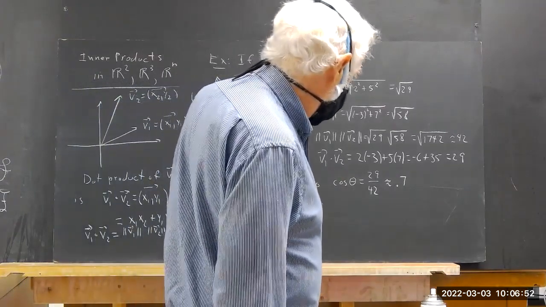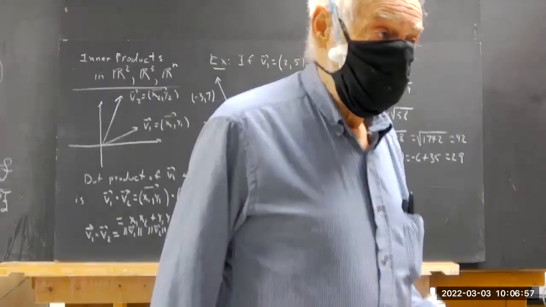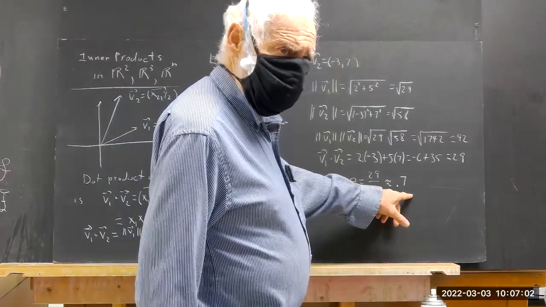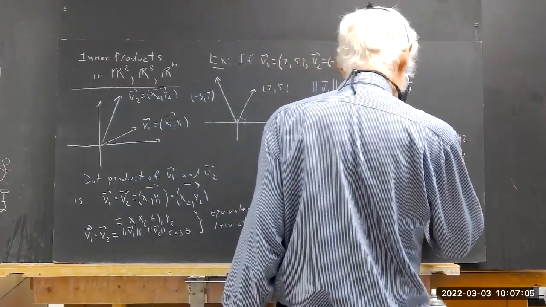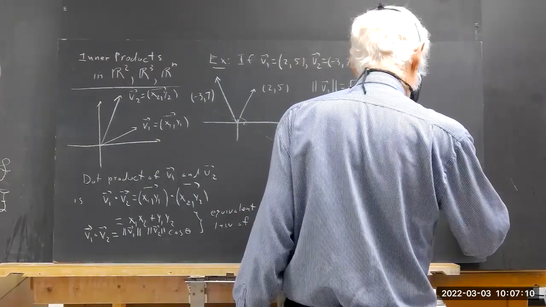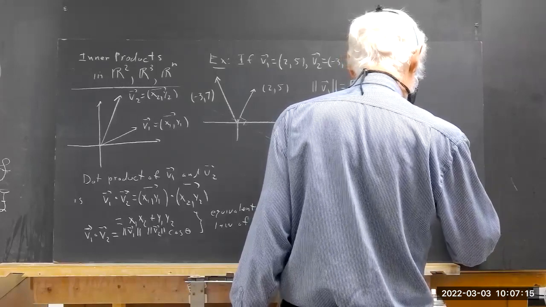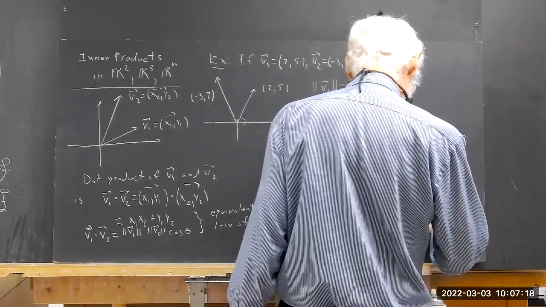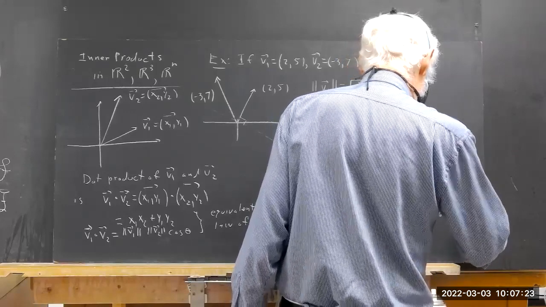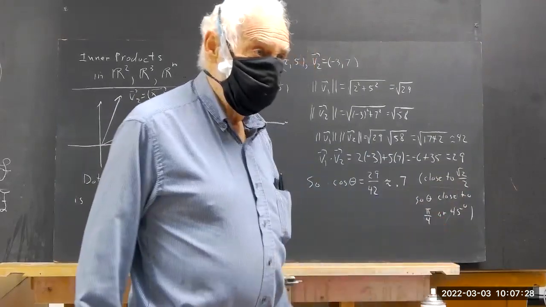And knowing that the square root of 2 over 2 is about 0.71, that tells me that this is pretty close to the square root of 2 over 2, so theta is close to pi over 4, which is 45 degrees.